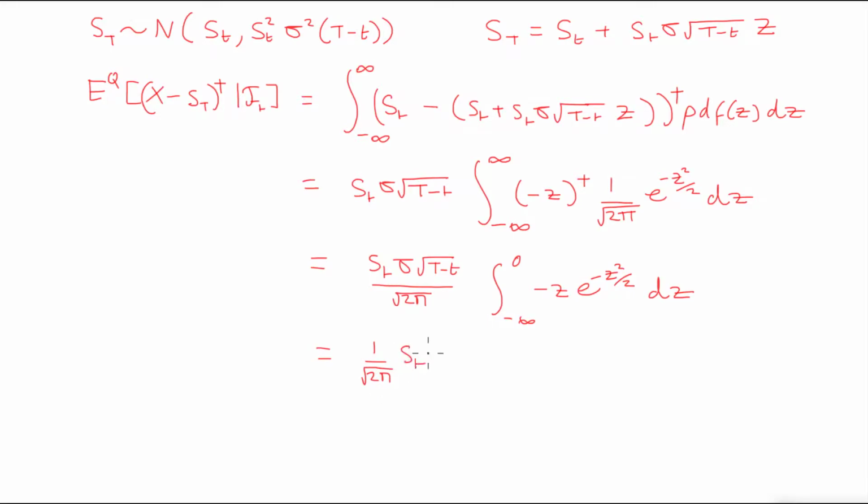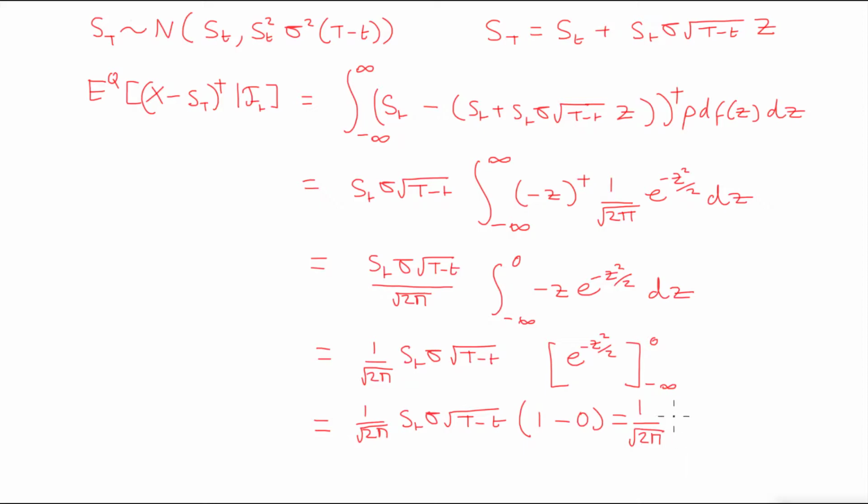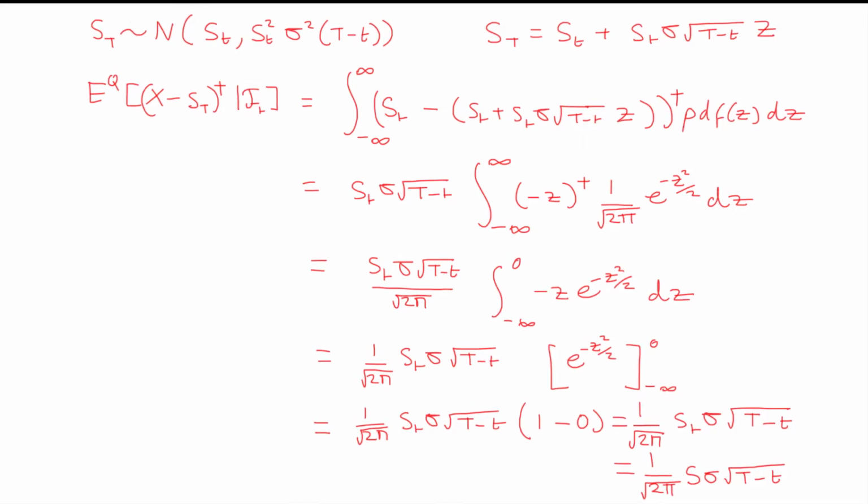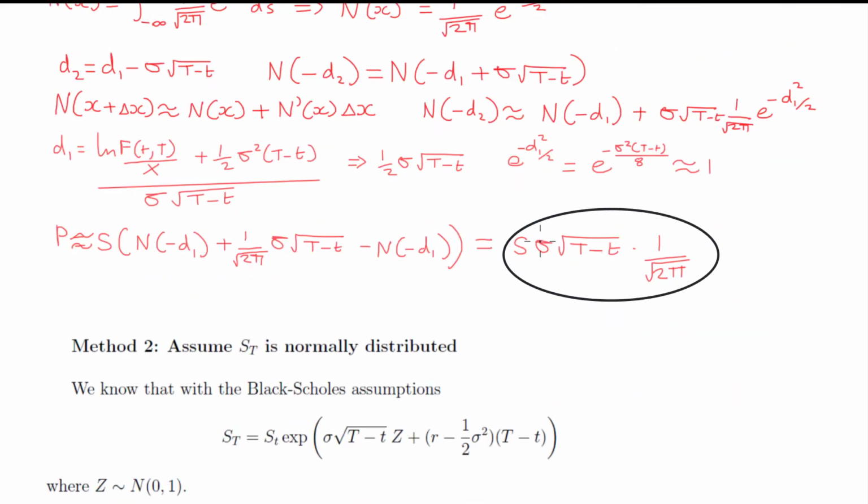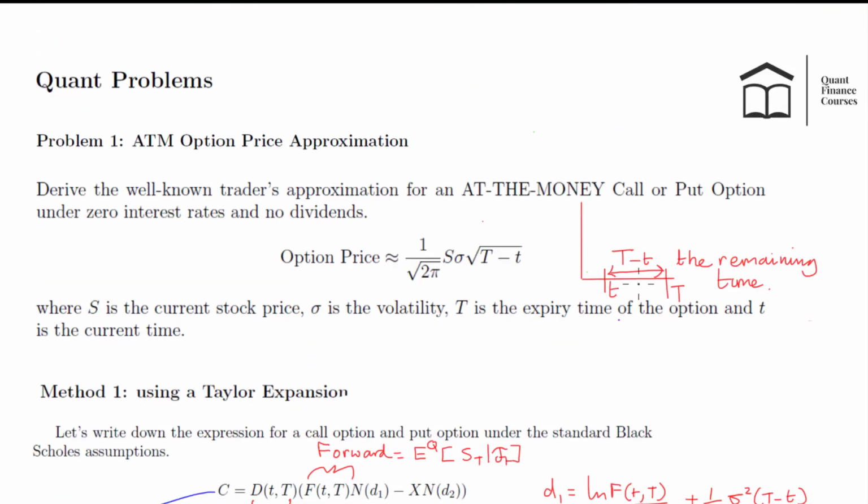So finally, we will evaluate the integral between the limits of minus infinity and 0, which gives us 1 divided by the square root of 2 pi times the current stock price times sigma times the square root of the remaining time times 1 minus 0. Substituting in S_T equals S, we have the same solution as we did for method 1, as we can see. And it is the same solution we had at the beginning. Perfect.